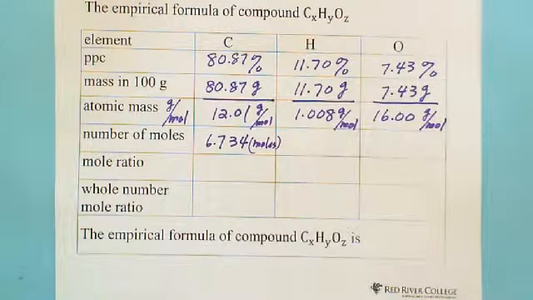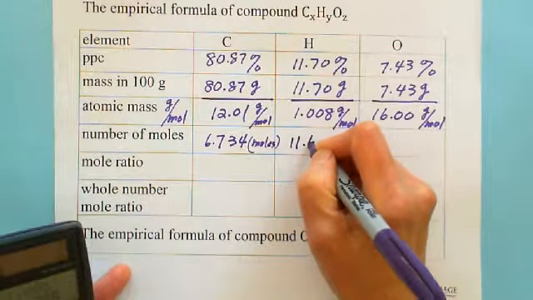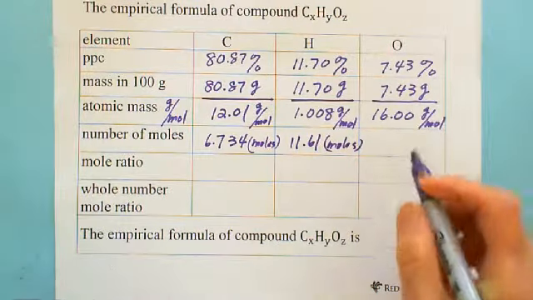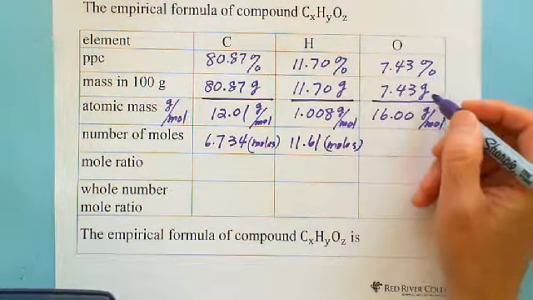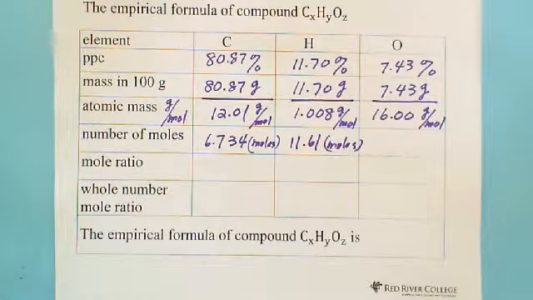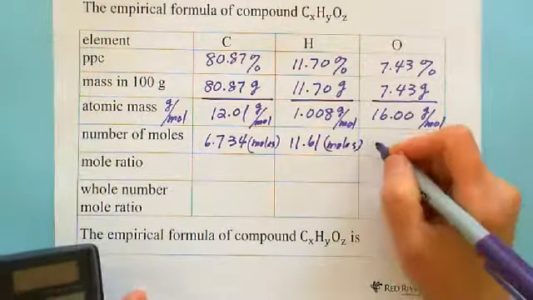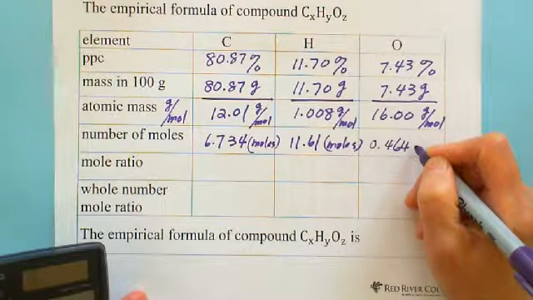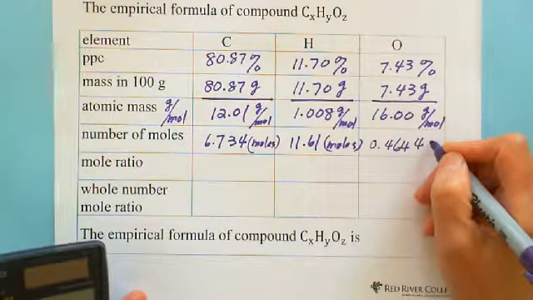And this one, 11.70 divided by 1.008, we got 11.61 moles. And this one is 7.43 grams in 100 grams. Now each mole is 16 grams, so we divide 7.43 by 16. You got 0.4644. This is the number of moles.